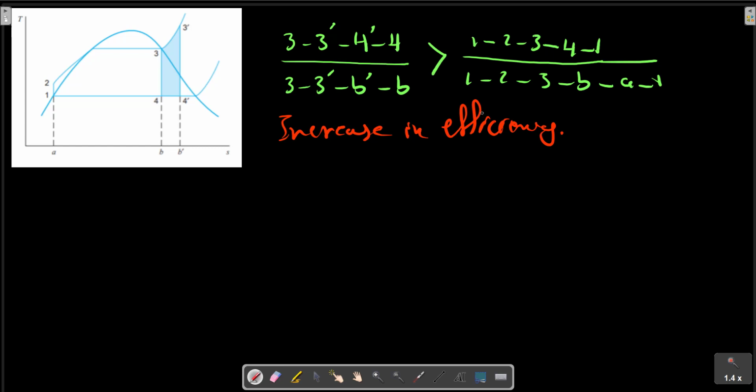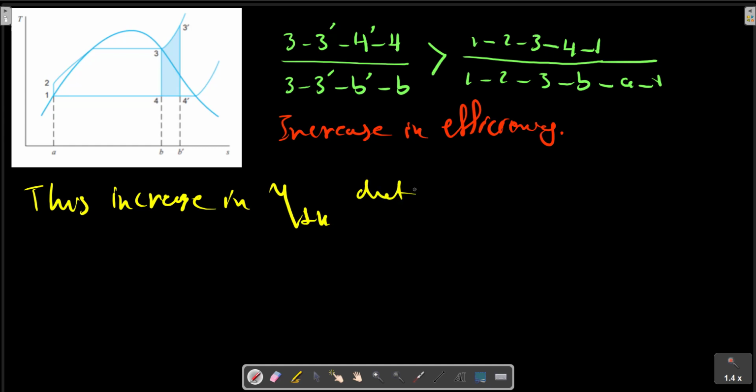This increasing efficiency would also follow from the fact that the average temperature at which heat is transferred to the steam is increasing. This increase is due to 3, B, A, and so we have an increase in efficiency.